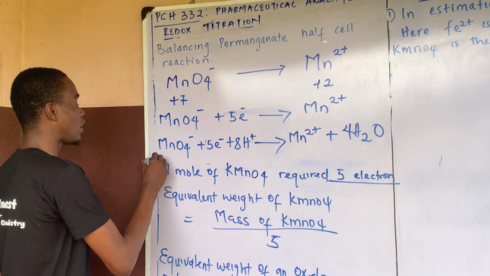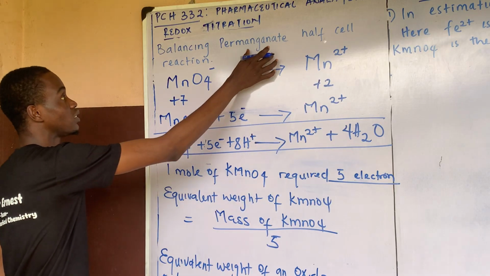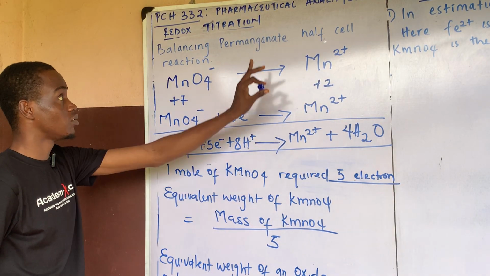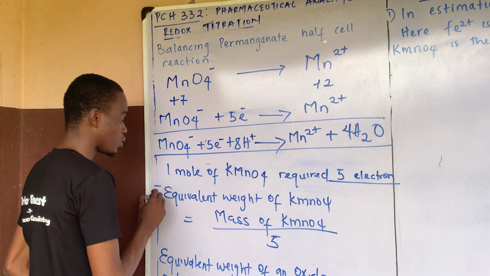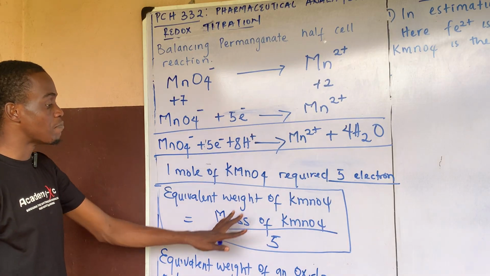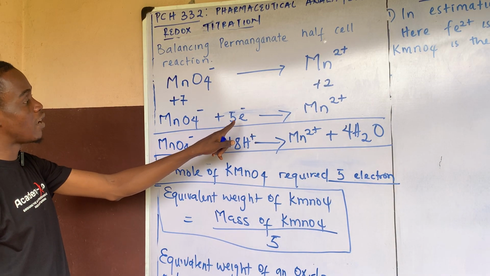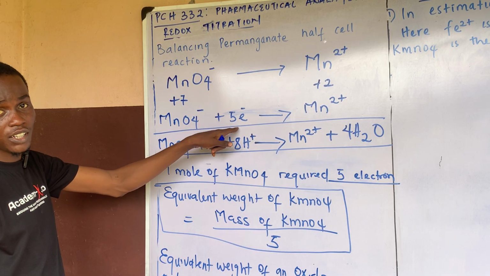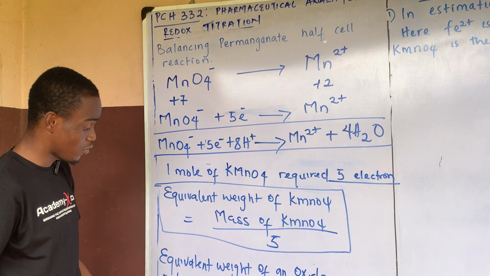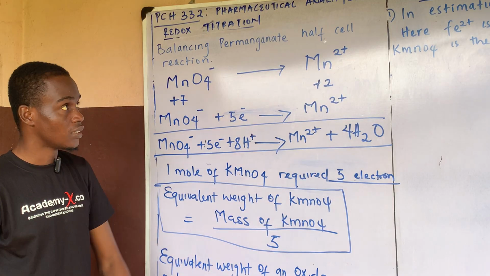So this is the complete half cell equation of the permanganate reaction. Then this is the formula for the equivalent weight of KMnO4: the mass of the KMnO4 divided by 5. This 5 comes from the 5 electrons it accepted. That's how we got this 5. So we derive the formula for the equivalent weight of an oxidizing or reducing agent as the mass of the agent divided by the electrons lost or gained.